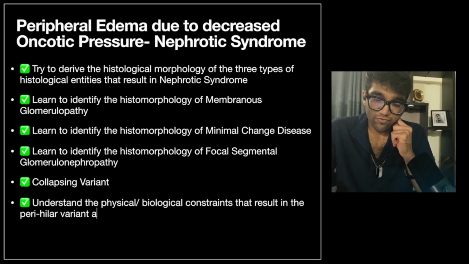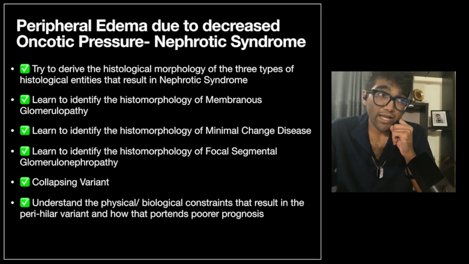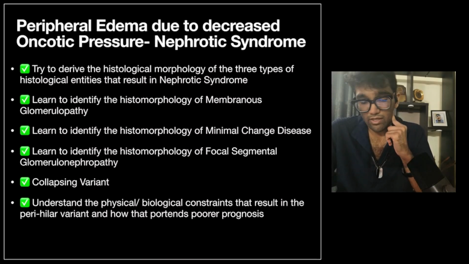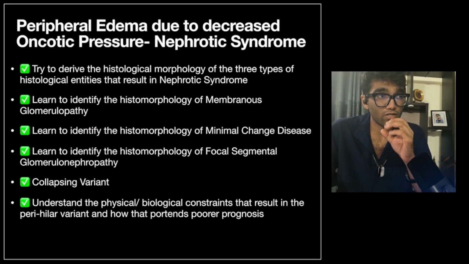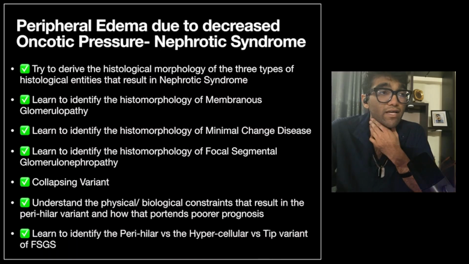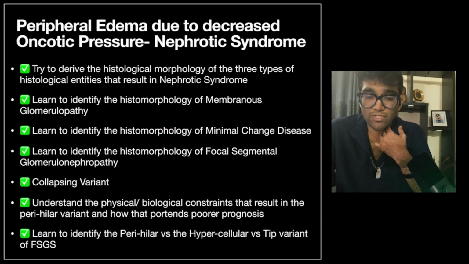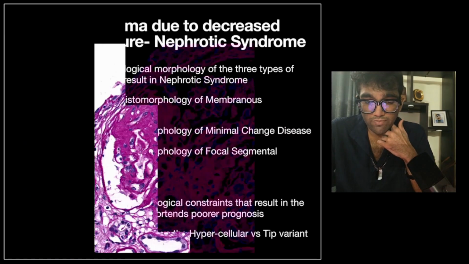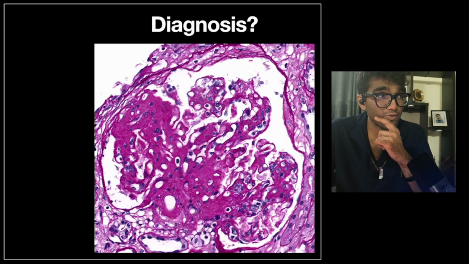We understood the physical and biological constraints that result in the perihilar variant, and then how that can progress to FSGS, as the afferent arteriole contracts or is unable to dilate more and more. And finally, we've learned to identify the perihilar, tip and hypercellular variants and differentiate them from each other based on the Columbia classification. So they should be pretty obvious. The diagnosis in this particular case is, okay.